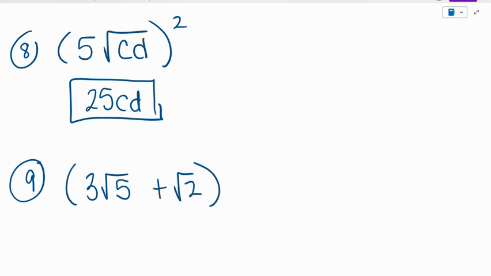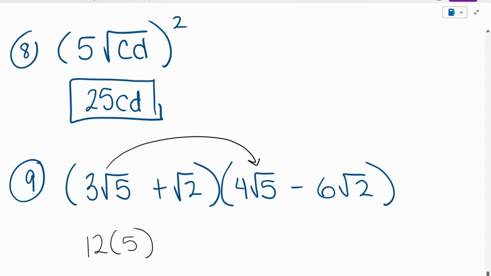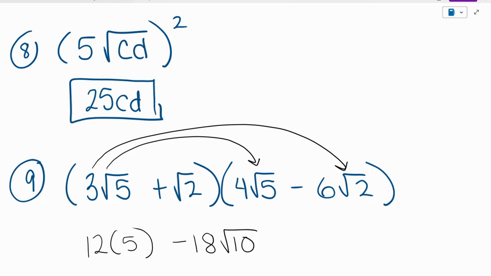All right, let's do this. 3 root 5 plus root 2, that whole quantity times the quantity of 4 root 5 minus 6 root 2. We're going to have to double distribute, FOIL, whatever it is that you like to call it. 3 root 5 times 4 root 5. Do we agree that's 12 times 5? And then we have 3 root 5 times a negative 6 root 2. That's going to be negative 18 root 10. We still have the radical there.